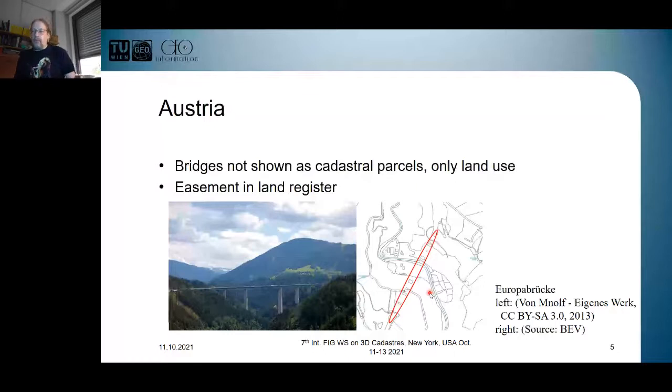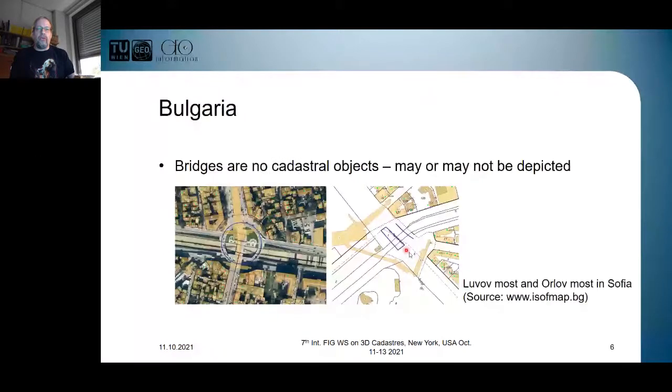If we go to Bulgaria, bridges are no cadastral objects either, so they may or may not be depicted. We have here two examples. In this example, there is a small geometrical representation of the bridge. In the left picture, it's just standard cadastral boundaries, so no representation of the bridge at all.